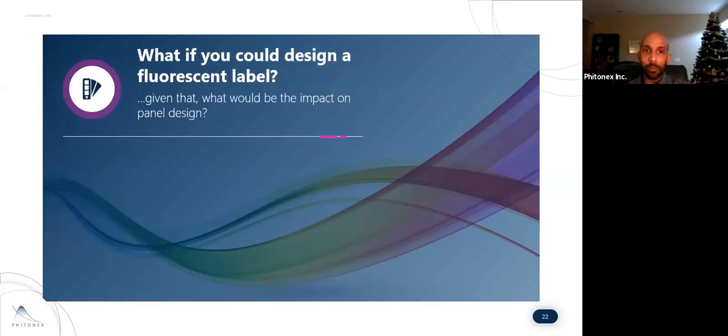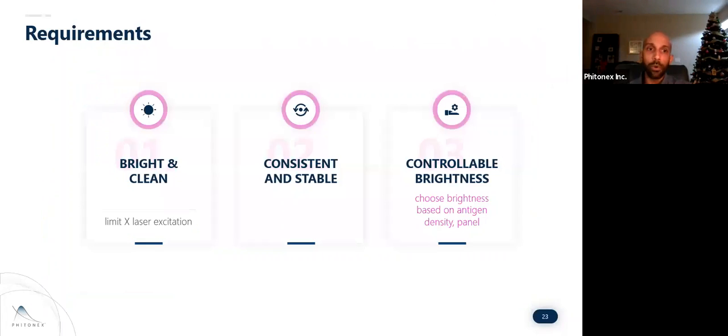So given the problems with our legacy fluors, what if you could design your own fluorescent label? And what impact would that have on panel design? So if you were designing your own label, you would probably want it to meet 3 major requirements. You'd want it to be bright and clean, so as little cross excitation as possible.